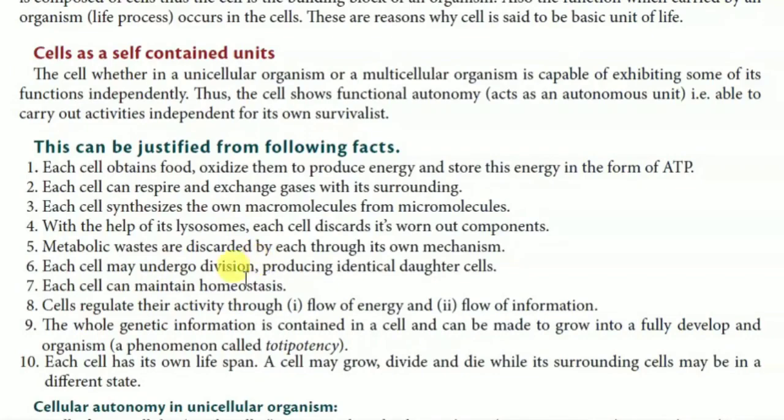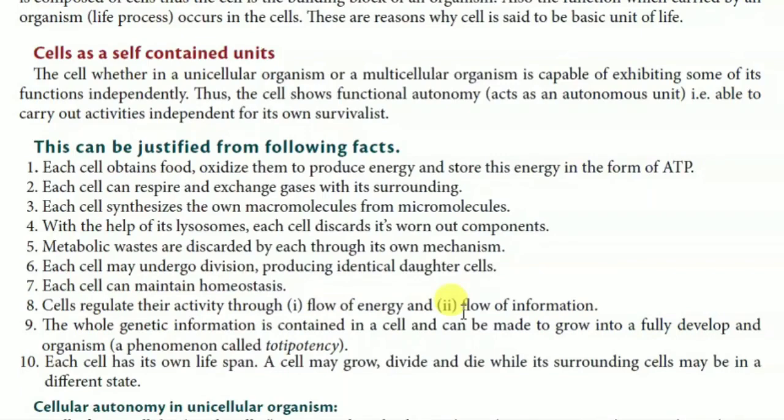Lakini number 7, each cell can maintain homeostasis. Kila cell inaweza kufanya homeostasis, yani ka maintain constants of environment within it. Number 8, cells regulate their activities through, kwanza ni flow of energy na pili ni flow of information. Kwamba kila cell inakuwa na coordination. Mle ndani ya cell, different parts of the cell they tend to coordinate. Unaona? So it tends to regulate its activity.